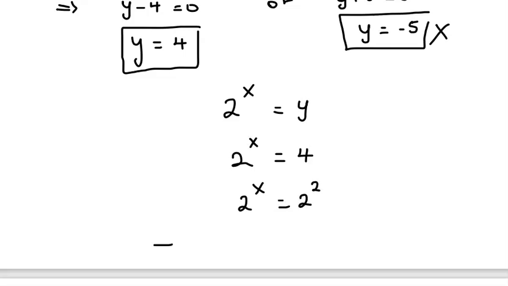Equating the powers, since we have the same base, we get our solution. x is equal to 2 is the only real solution that satisfies the given equation.